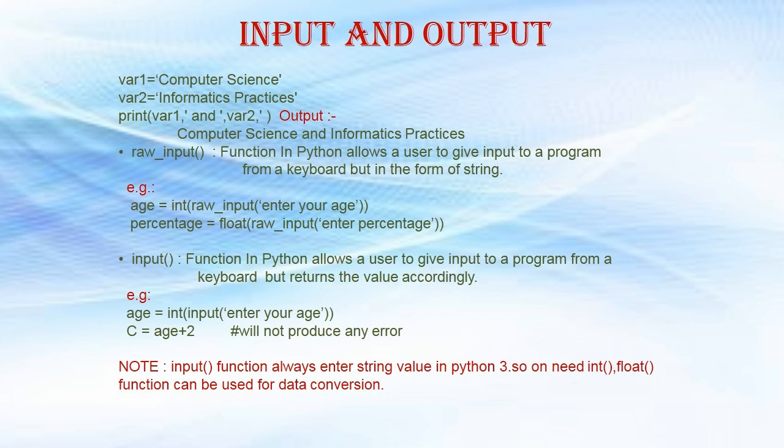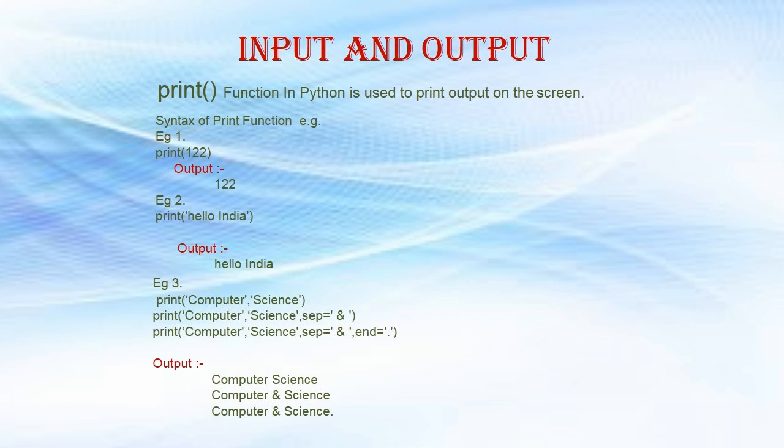Now, the difference between raw_input and the input function is that raw_input only accepts a string from the user, and the input function can accept anything from the user. It can be a string, it can be a number, it can be anything else. For now, the print function. The print function in Python is used to print output on the screen. For now, you just concentrate on the print function. This is the simplest and the first function which we use in a Python program.